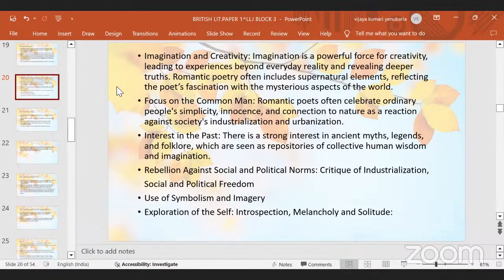Focus on the common man. Romantic poets often celebrate ordinary people's simplicity, innocence, and connection to nature as a reaction against society's industrialization and urbanization. So, what is the result of industrialization? People started moving from villages to towns. Cities have grown. The urbanization started rapidly and grew fully. So cities became major cities and they became even metropolitans.